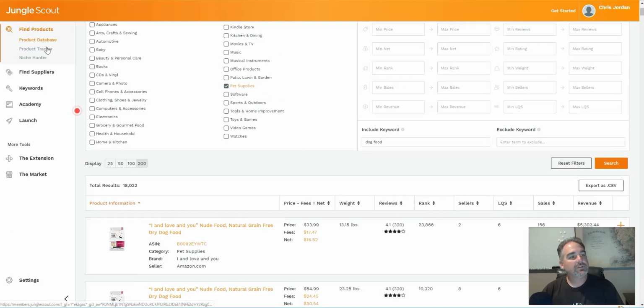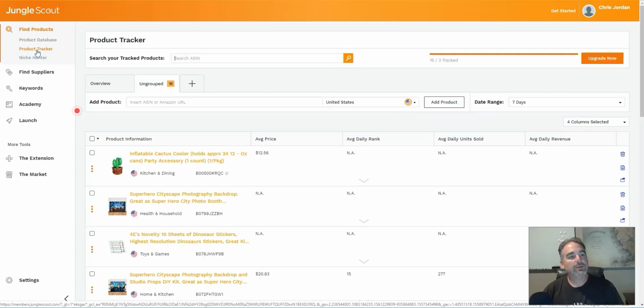The next thing that Jungle Scout has is a product tracker. This particular feature is pretty much outdated, and the reason why is because it uses the old, what's called the 999 method. Now, this came out many years ago.